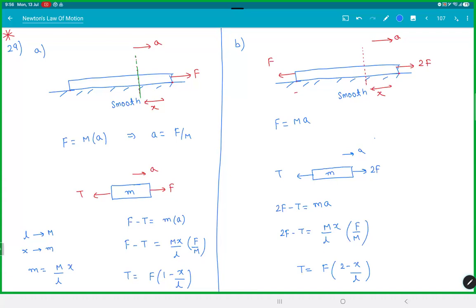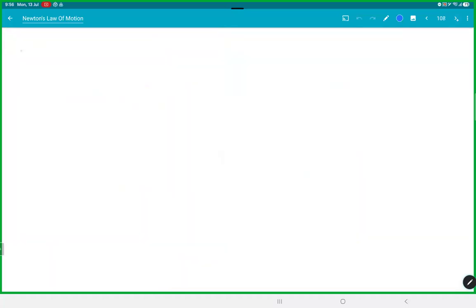All clear with this? Clear? Good questions. So later on, they'll ask you, find the elongation in the rod. If you apply force, the rod will stretch. So how much did it stretch? That would be a good question. Great. Now let's go ahead a little more.